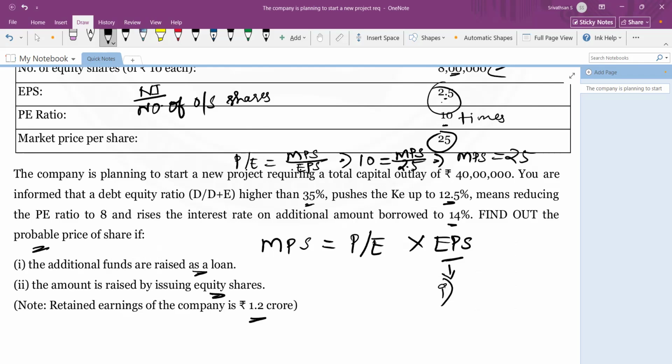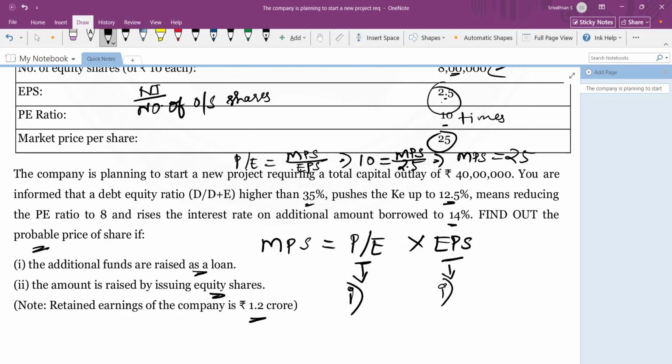Because we don't know if you're raising an additional 40 lakh rupees of capital in the form of a loan, we don't know what the new debt to equity ratio will be. So that is something we need to calculate. We don't know whether the P/E ratio will remain at 10 times or reduce to 8 times. So calculate the new P/E ratio under the first financial plan. Multiply these two, and we will get the market price under the first financial plan.